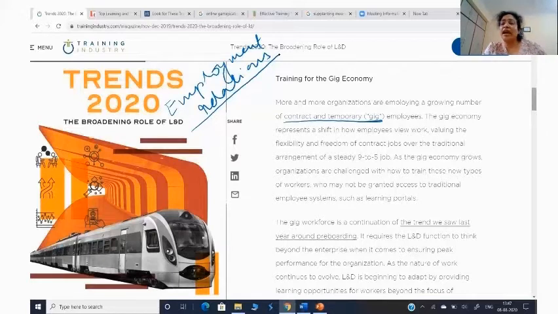Now when we are hiring more gig employees in the organization, can you imagine how your training and development will get affected? Gig employee means the person has flexibility to work in your organization, and has freedom also, because he will be on contract, and whenever you hire a person on contract, it will be say a 1-year contract, 2-year contract, or 3-year contract.